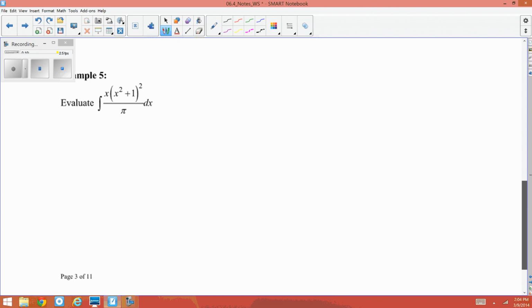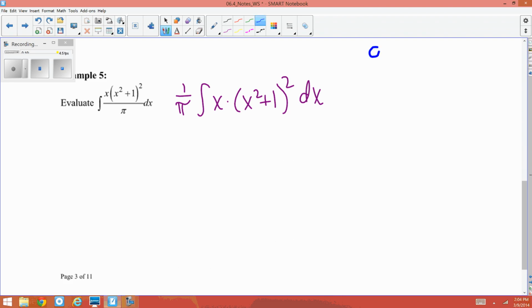First, before I do anything, I'm going to pull that 1/pi out. It's a constant. It's just a rider, it comes along for the ride. Now, using pattern recognition, this is something you don't have to write, but it's something that I'm thinking about as I'm doing this problem. The derivative of x squared plus 1 is 2x. So I'm very close to that. If this was 2x, this would be a great easy problem. It's not, so I have to correct it.